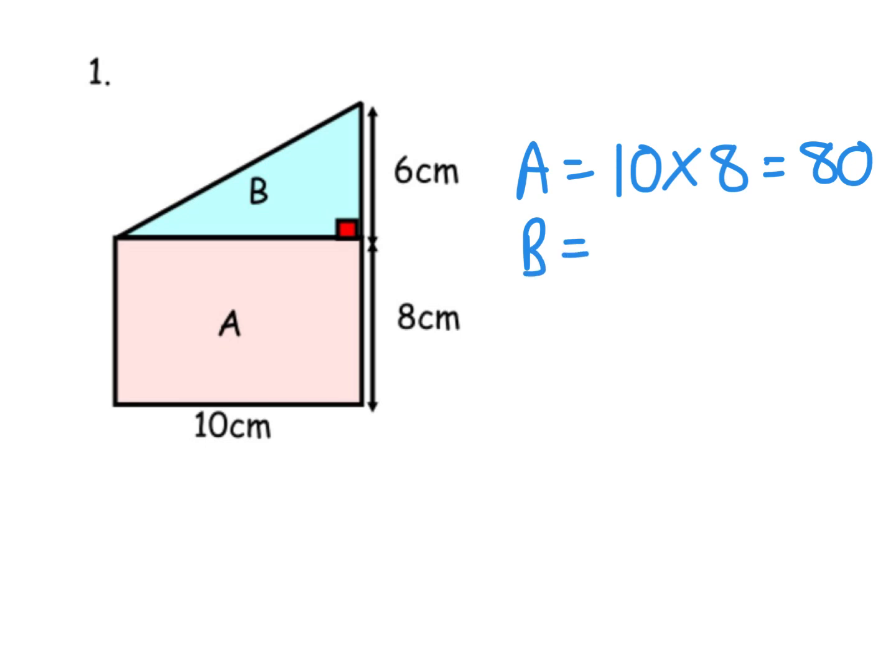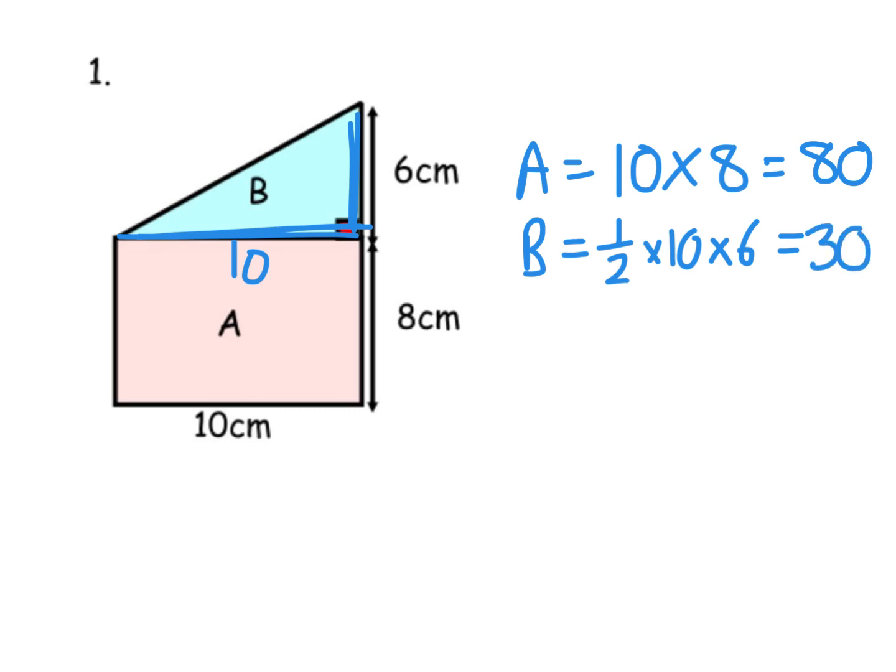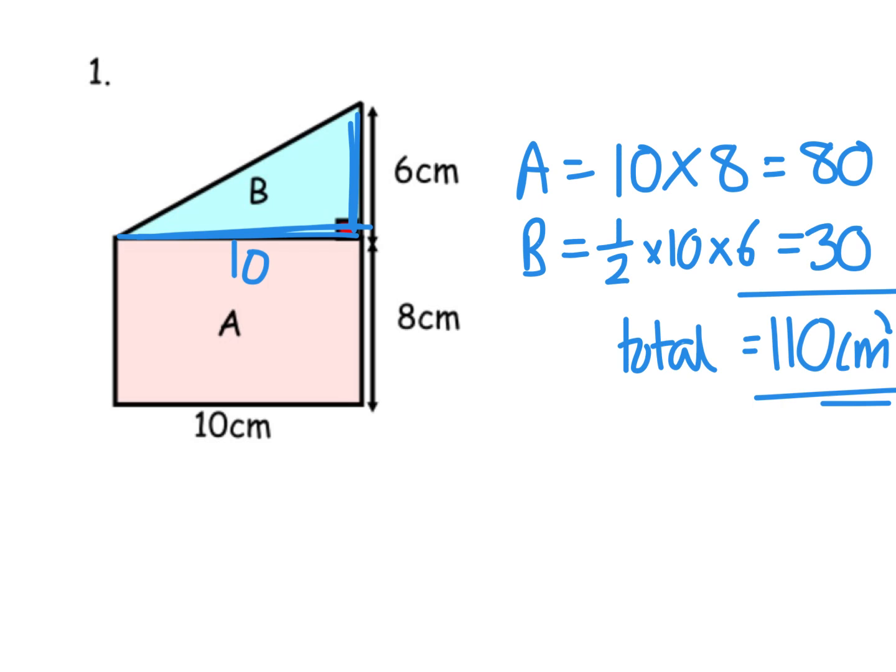Area B is a triangle, which is a half length times breadth, or a half base times height. So this line here is 10. So it's a half times 10 times the height of the triangle, which is 6. Now a half of 10 times 6 is a half of 60, which is 30. And then your total area will be to add them together and get 110 square centimetres. So this is classed as my easier one, okay, because there were no missing numbers.